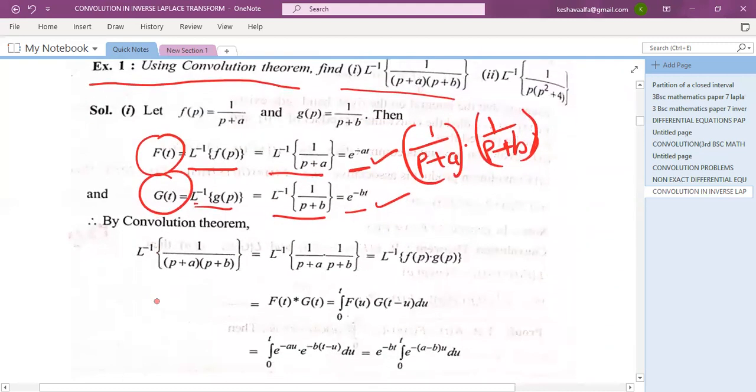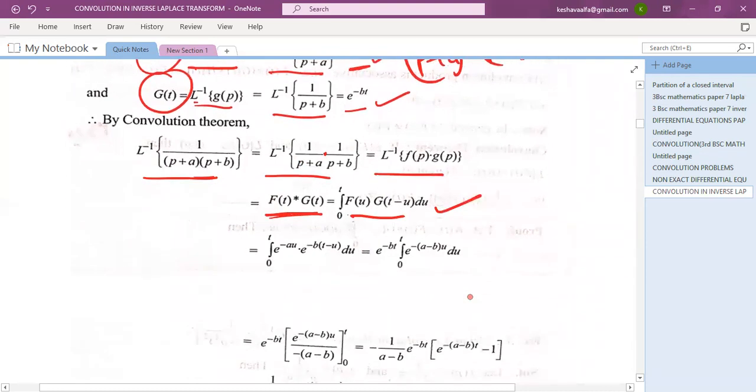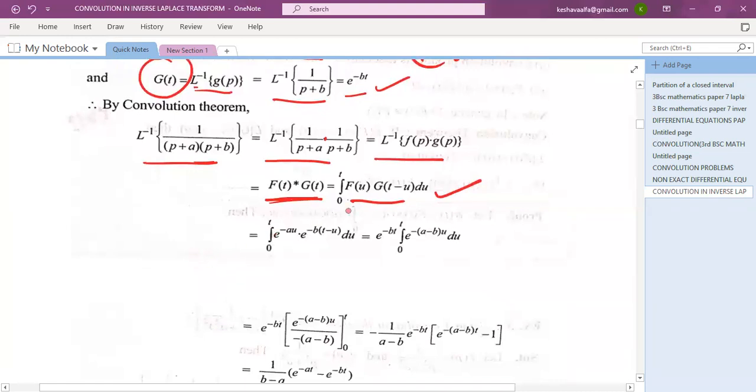So by applying the convolution theorem, L inverse of 1 by p plus a into p plus b is equal to L inverse of 1 by p plus a into 1 by p plus b. That is L inverse of F of p times G of p. Using the convolution definition, this can be written as the product of two functions, f of t star g of t. That is the integral from 0 to t of f of u g of t minus u du. So, in the integral from 0 to t, we know that f of t is e power minus at.